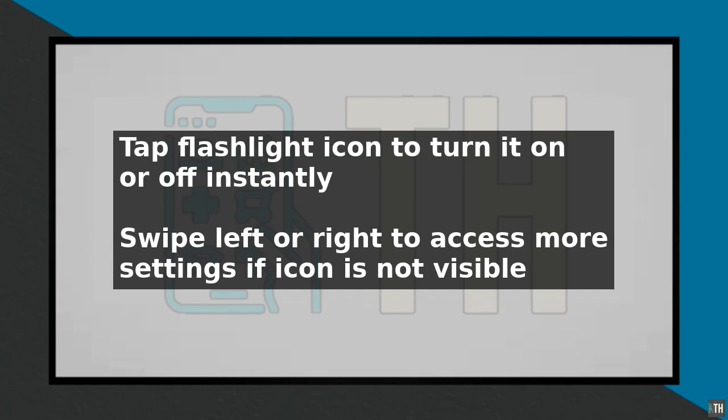If the icon is not visible, you may need to swipe left or right to access more settings, or tap on the pencil icon to edit the Quick Settings panel and add the flashlight icon.